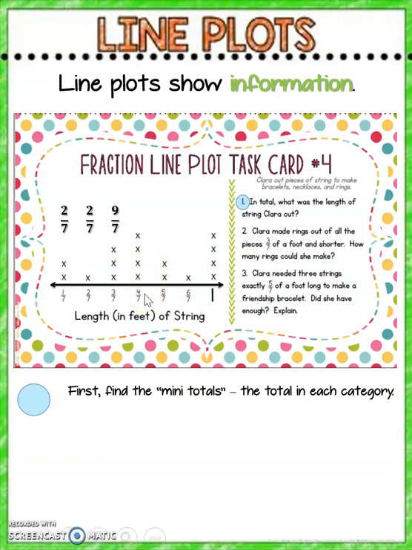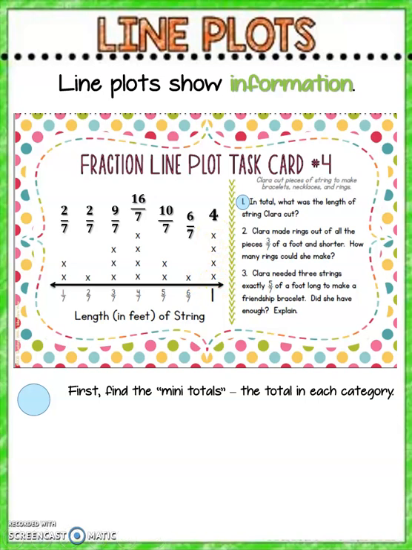Now moving on to my next category, each X in this category represents 4/7 of a foot. And I have 1, 2, 3, 4 X's. So that gives me a total of 16/7 feet of string. My next category has two pieces that are each 5/7 feet, or 10/7 total. My next category only has one piece worth 6/7 of a foot. And finally, I have 1, 2, 3, 4 pieces of string that are each 1 foot long.